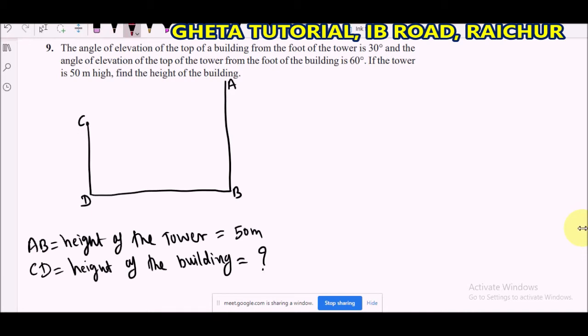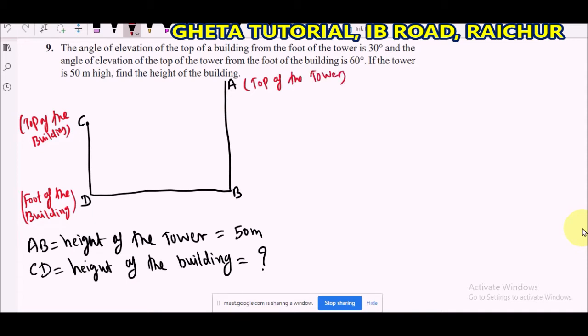Here C is called the top of the building, and D is called the bottom of the building, otherwise the foot of the building. Again, A is the top of the tower, and B is called the foot of the tower. This much we must know, then only we can draw the figure.